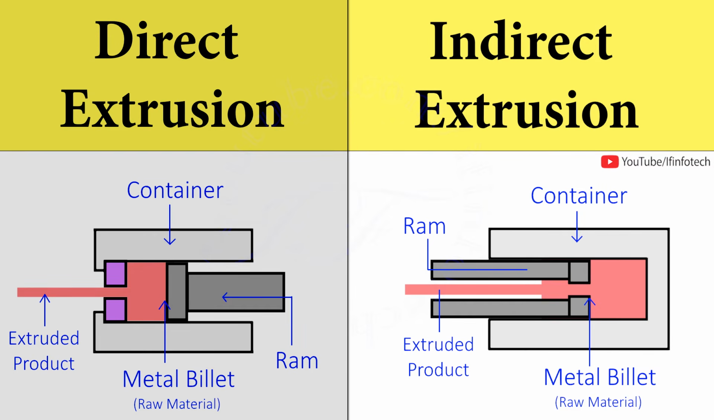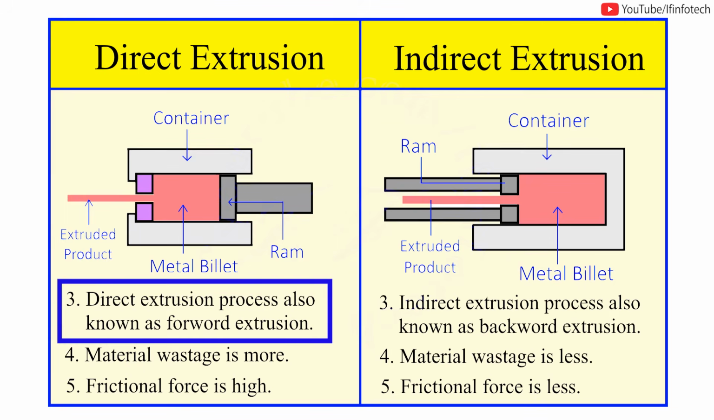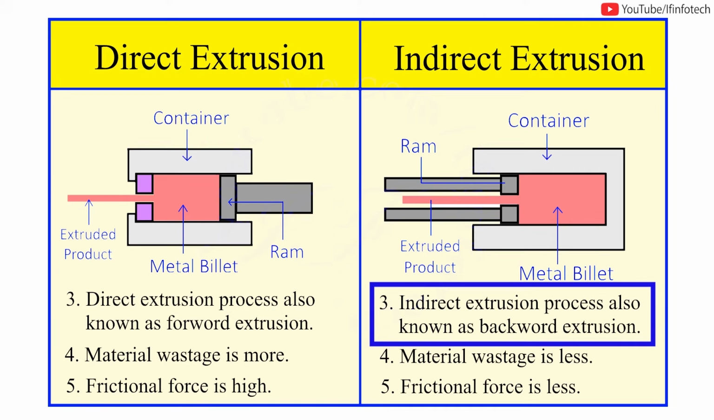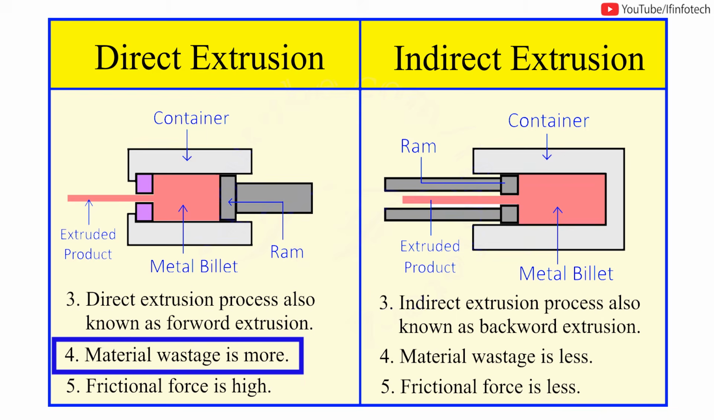Indirect extrusion process requires lower force than direct extrusion process as there is no friction between the billet and the inside wall of the container. Direct extrusion process is also known as forward extrusion process, whereas indirect extrusion process is also known as backward extrusion process. The material wastage is more in direct extrusion process than in indirect process.